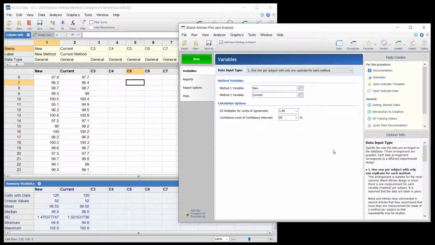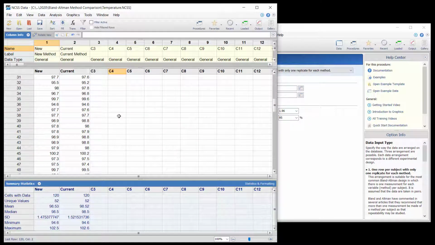The researchers are willing to adopt the new method if the temperature difference from the current method is no more than 0.4 degrees Fahrenheit. To determine whether there is agreement between the two methods, the temperatures of 120 patients are taken using both methods in immediate succession. The measurements are recorded as pairs on the spreadsheet.